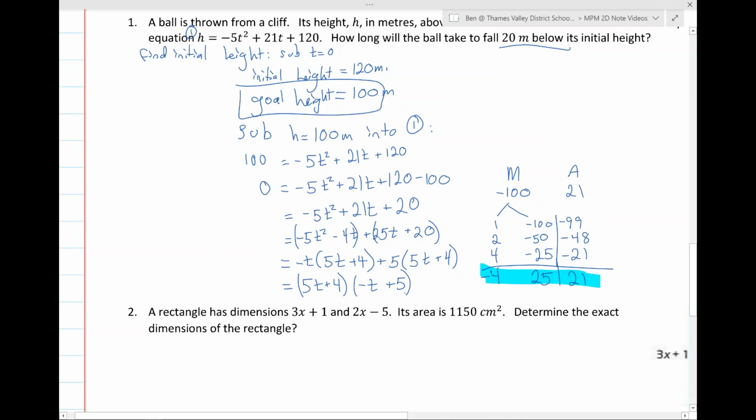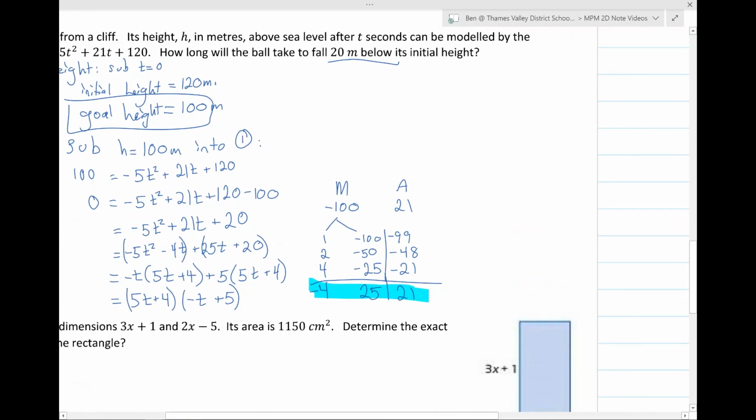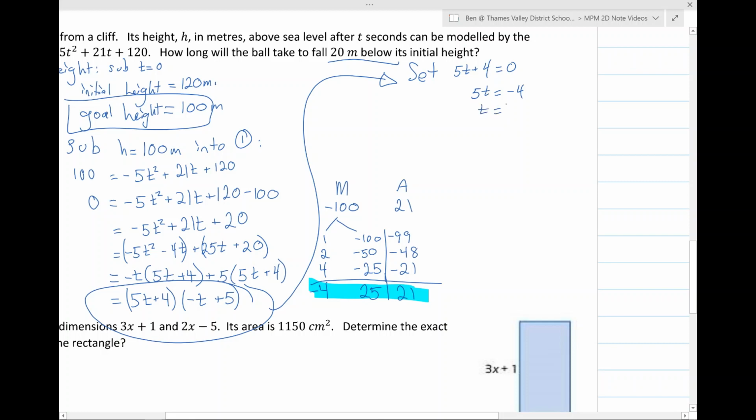We're looking for solutions here, right? So if we're trying to find these solutions, we'll take these two factors and set each of them equal to 0. So first, we'll set 5t plus 4 equal to 0, and rearrange this, trying to isolate for t. So we'll subtract 4 from either side. 5t equals negative 4. Then we divide both sides by 5: t equals negative 4 over 5.